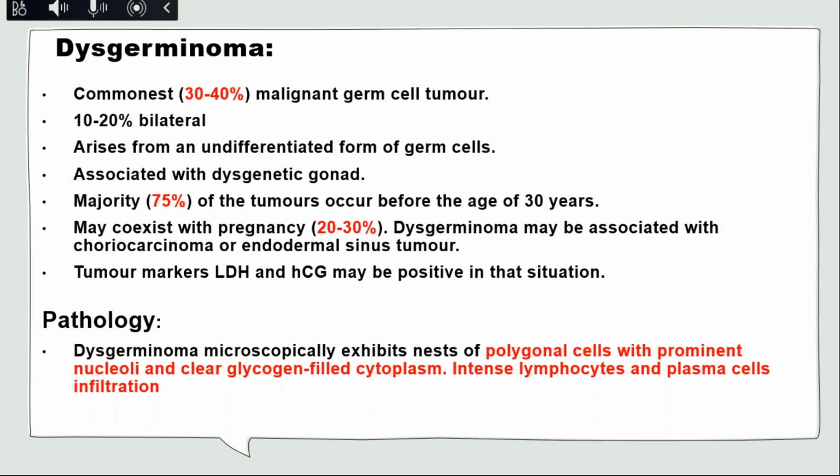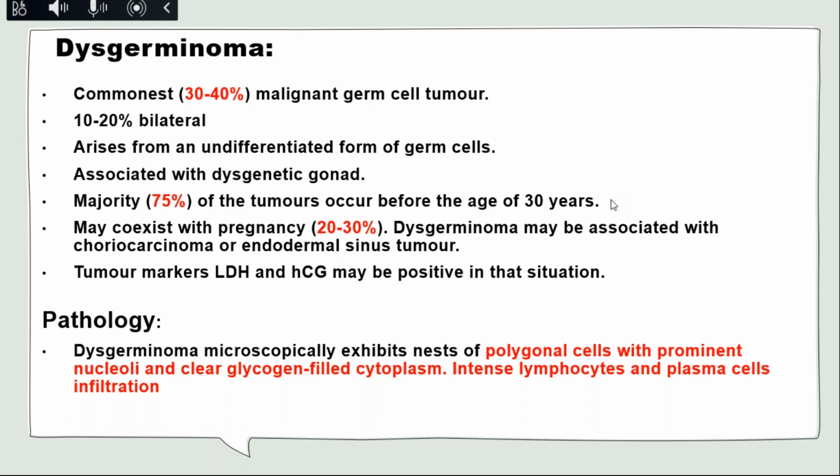But they may ask the question that she has gonadal dysgenesis, and what type of cancer is she at risk of? So we can answer that dysgerminoma. It may coexist with pregnancy if the patient does not have any gonadal dysgenesis, and it may be associated with choriocarcinoma or endodermal sinus tumor.